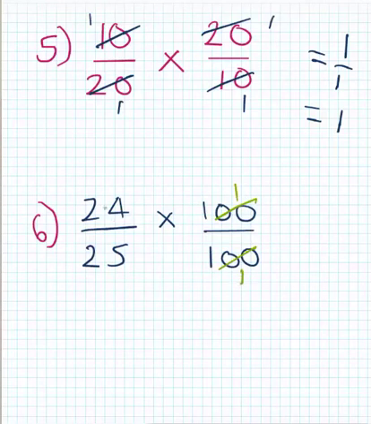And we're left with 24 over 25. Now, can I simplify 24 and 25? Is there a factor that will go onto both? No, there isn't. I can't divide them by 2 because 25 is not even. So I'm left with 24 over 25 because 24 times 1 is 24 and 25 times 1 is 25. And that's our answer. There is nothing else we can do.